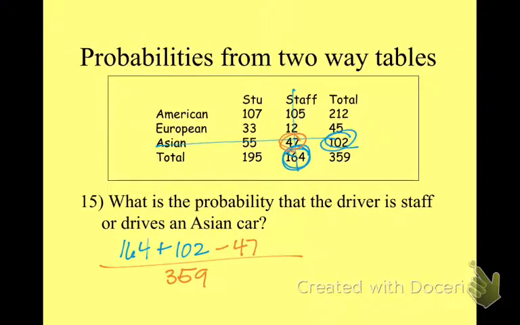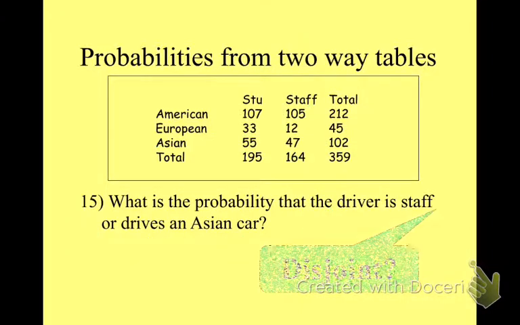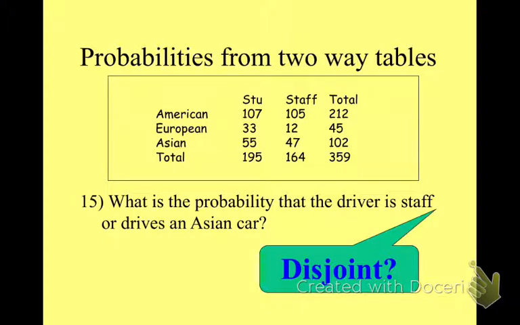Another way you could do it, if you don't want to add the totals and subtract the intersection, is saying 105 plus 12 plus 47 plus 55. I'm adding these four numbers together, and then you're only counting the 47 once. So there's two types of ways. This is the first type of way, and this is the second type of way: adding the totals and subtracting the intersection, or just adding up the numbers in the rows and columns. That way you're only counting it once. These are not disjoint. They can happen at the same time.